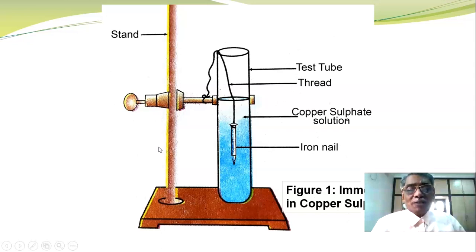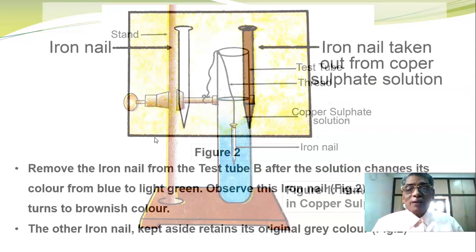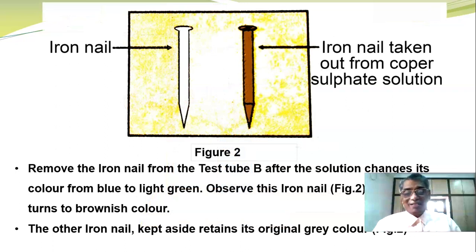You observe after some time that this copper sulfate solution, which is blue in color, becomes light green. Then this iron nail, which you saw as gray in color, turns brownish in color. This is the iron nail taken out from copper sulfate solution after some time. It turns to brownish color, whereas the iron nail which is kept aside retains its gray color. It does not get converted into brownish color.